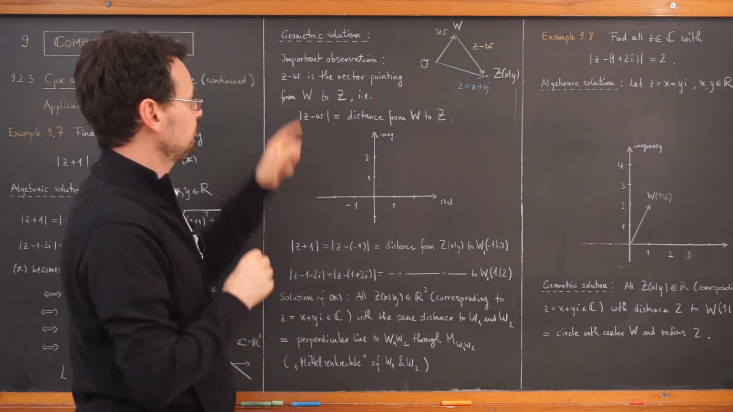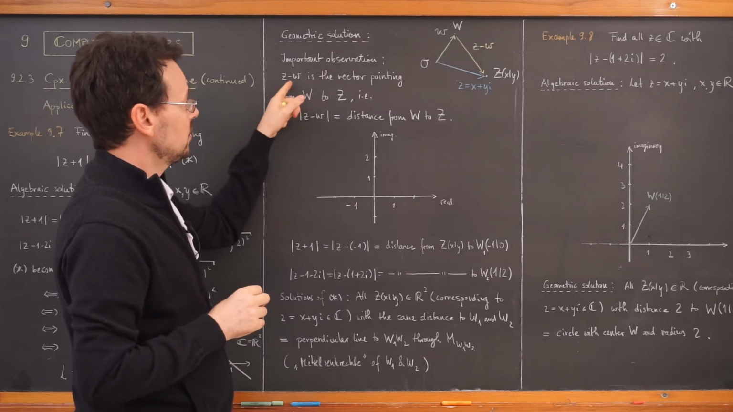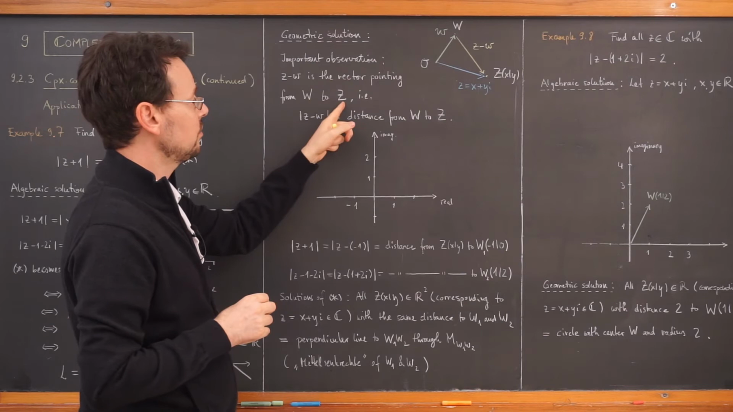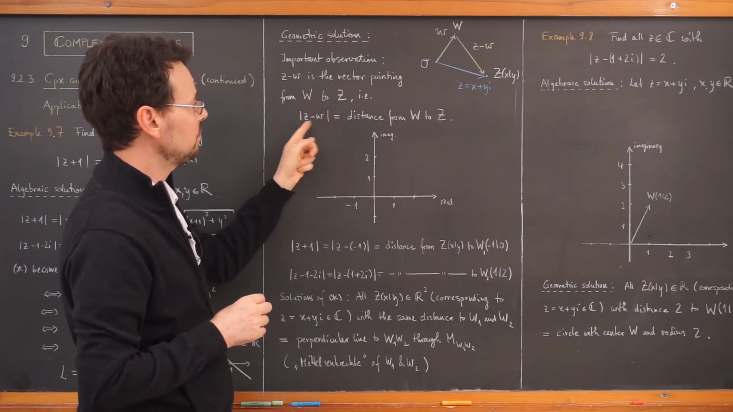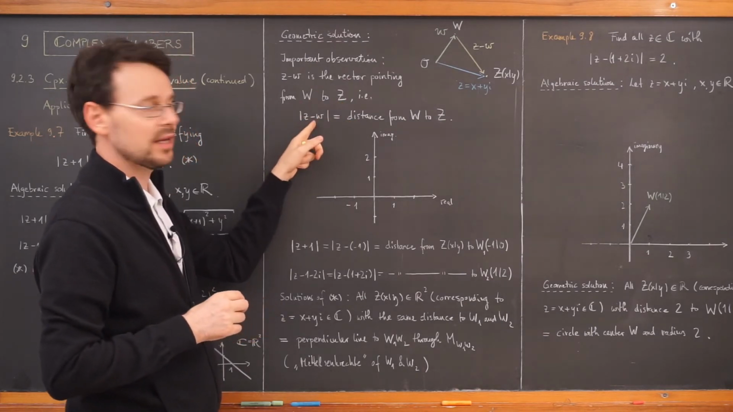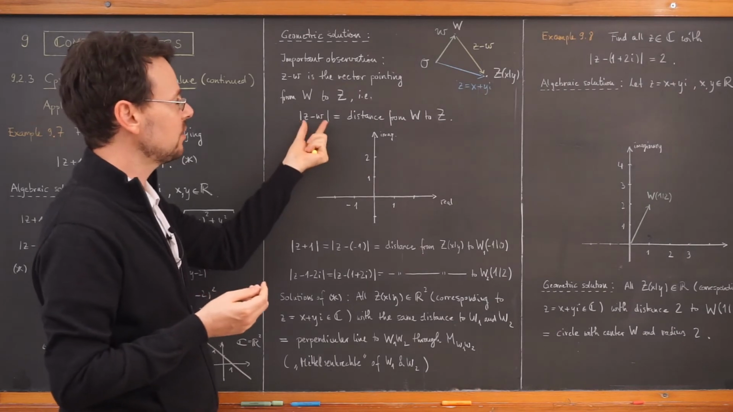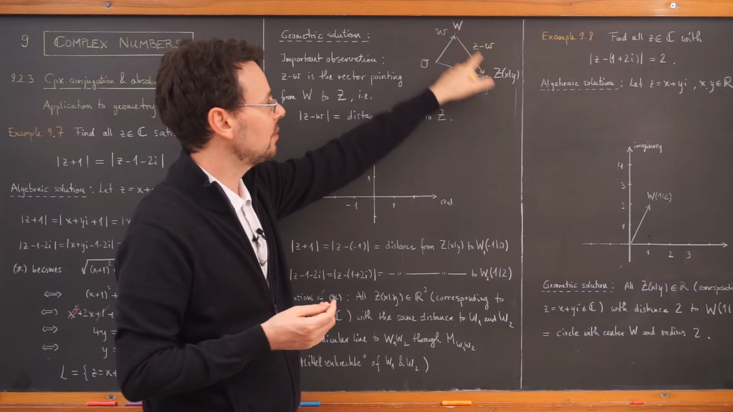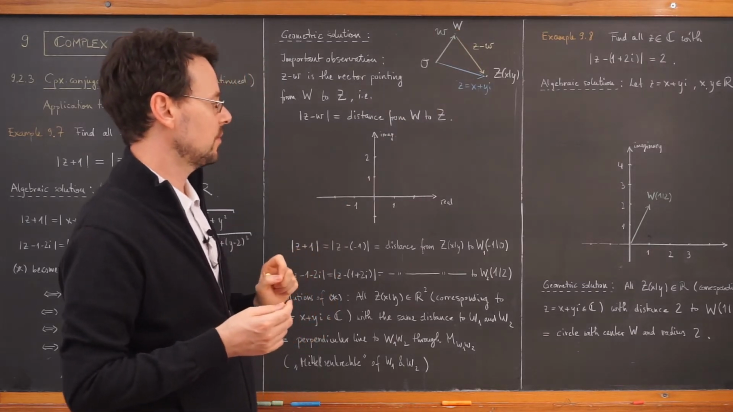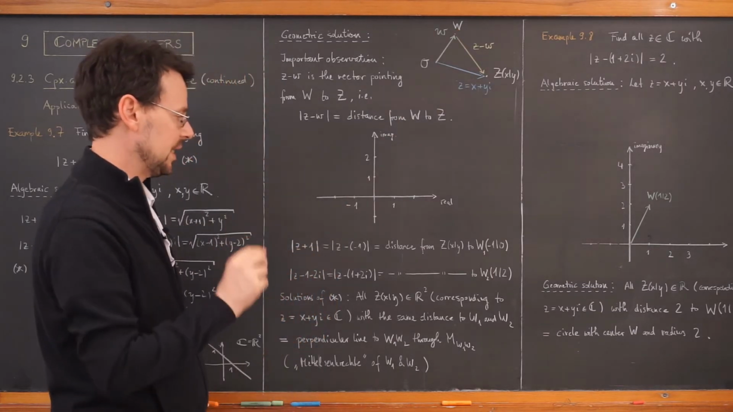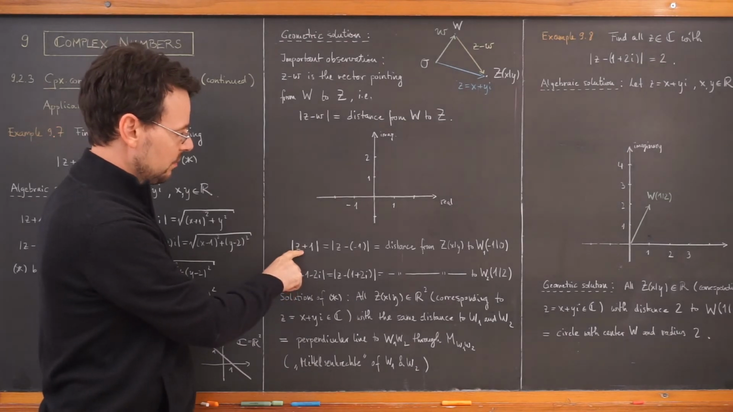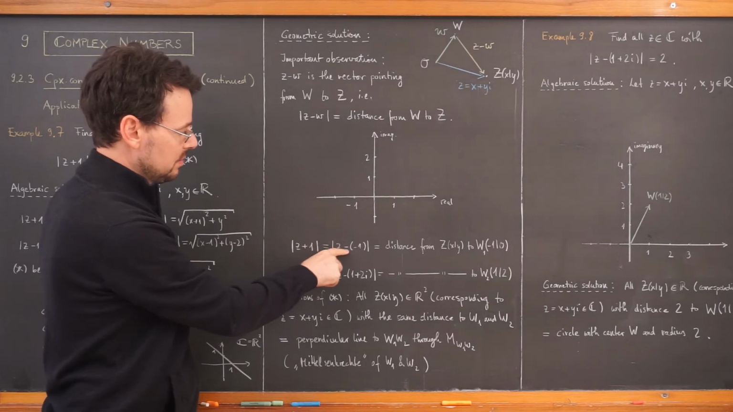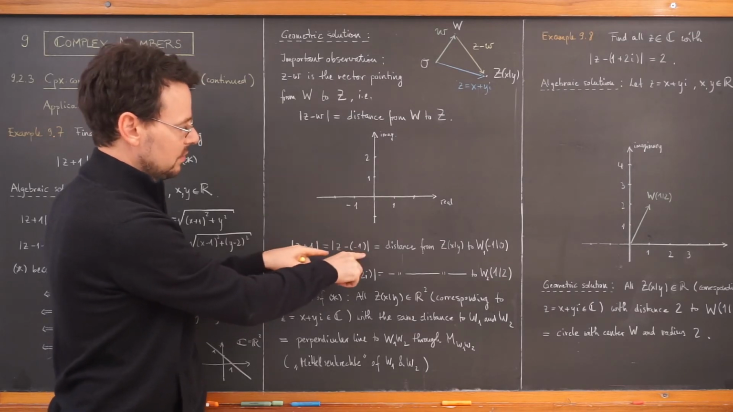So here z minus w is the vector pointing from capital W to capital Z, which means that the length of this vector, which is nothing but the absolute value of this complex number, is the distance from W to Z. Okay? Now, I rewrite this slightly. The absolute value of z plus 1 is the absolute value of z minus minus 1.